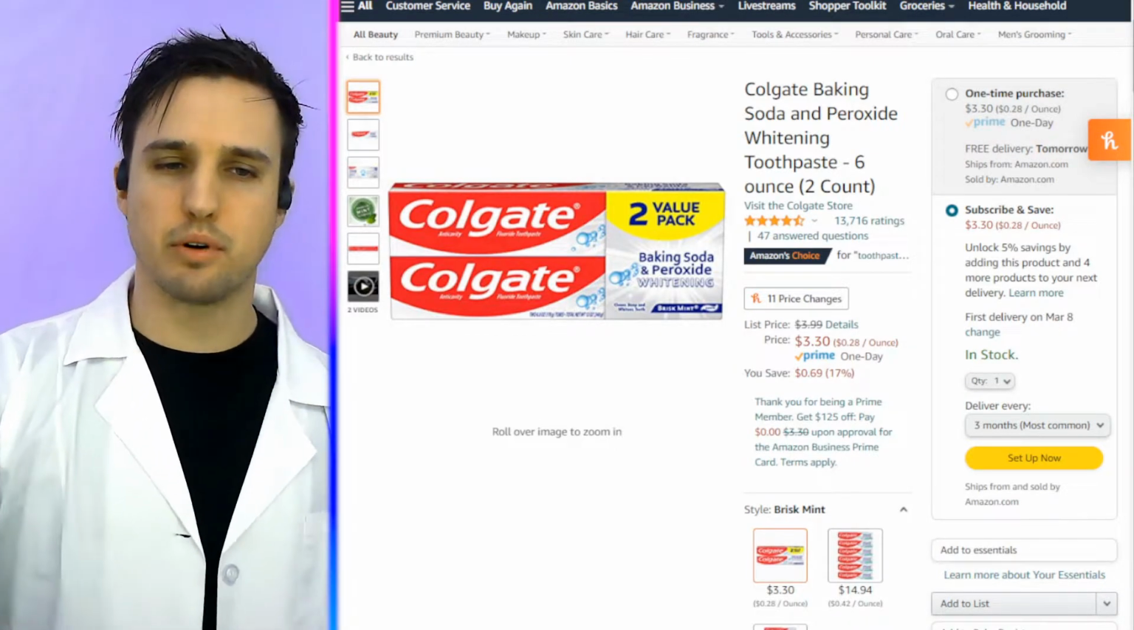Colgate baking soda and peroxide whitening toothpaste. Can it regrow, aka remineralize your teeth? Aka, does it have the three ingredients needed? And does it whiten your teeth? And is it filled with crap? And can it cure or prevent other tooth diseases?